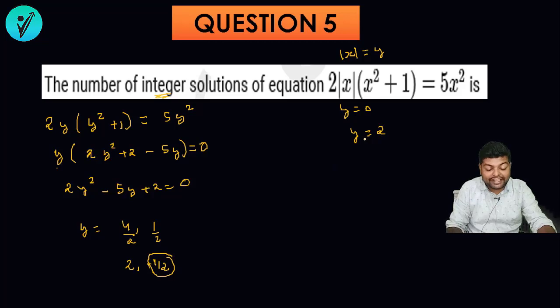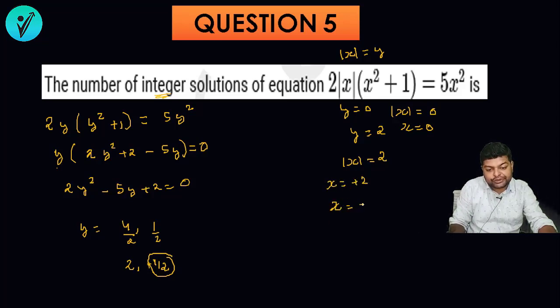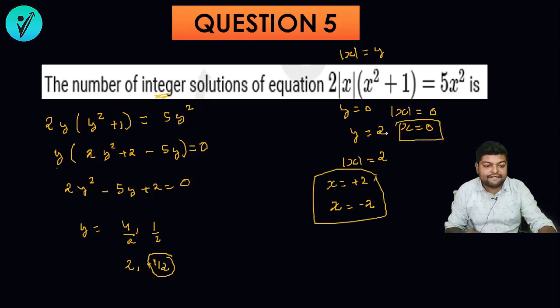But wait, y is actually mod of x. If mod of x is 0, then x is 0, one value. If mod of x is 2, we have two different values: x equals plus 2 and x equals minus 2. So these two and this one. How many total solutions do we have for this equation? We have 3 different solutions. So the answer to this question is 3. Again, it was a doable question. On any given examination, it would have been a doable question. It was an easy one, I believe.